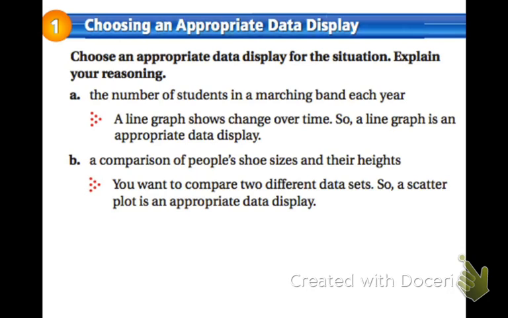For B, a comparison of people's shoe size and their heights. Well, this would be a great one for a scatter plot, because you're comparing two different data sets. And they might be all over the place, because we know there's no relationship between their age and their shoe size. I'm sorry, this isn't age and shoe size, this is shoe size and heights. You could have a tall person with a small foot, or a less tall person with a large foot. So proportions are different for every human being based on their genes, not based on this kind of information.